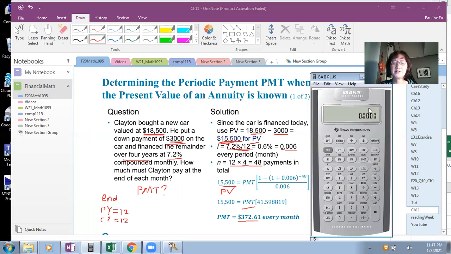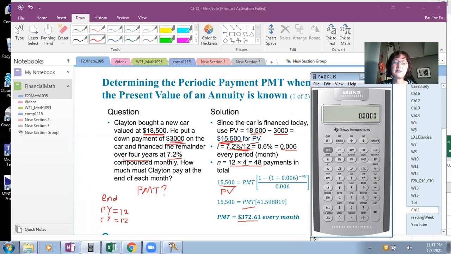So now calculator. Second, quit. Make sure it is end. Second, PY. PY is 12. Enter. Down arrow key. CY 12. Enter. Second, quit.